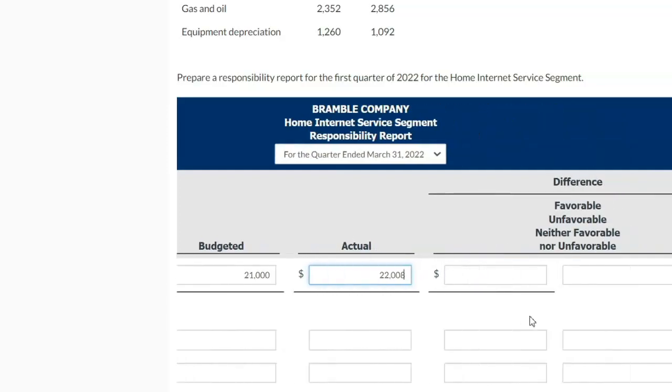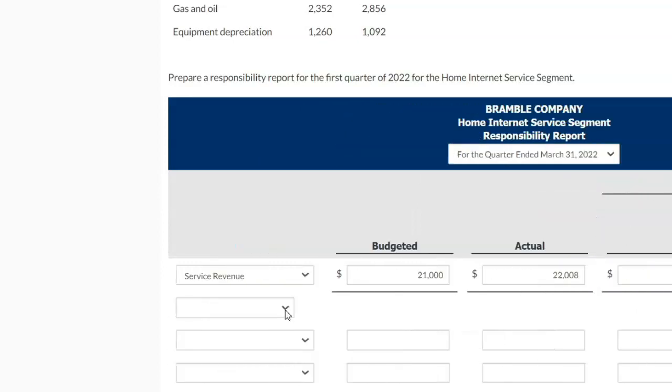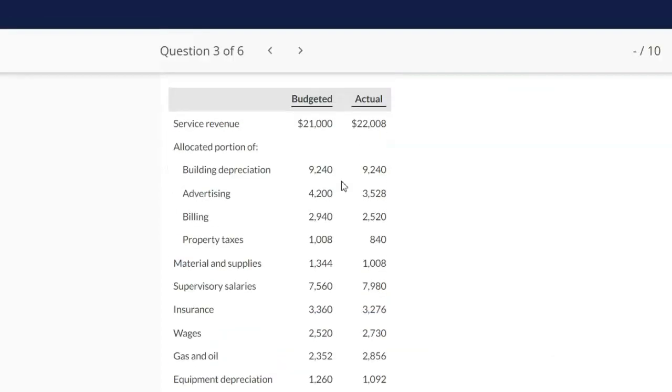Then you will subtract the budgeted minus actual. So the actual is 22,008 minus 21,000. So we have 1,008. Is it favorable or unfavorable? Favorable. Great. Yes, we exceeded the budget in output. So next we'd have to go.